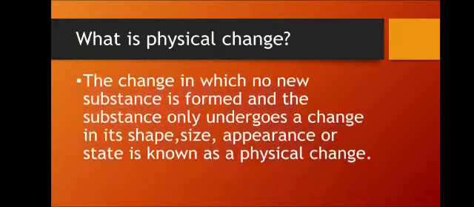Let us find out what is physical change. The change in which no new substance is formed and the substance only undergoes a change in its shape, size, appearance or state is known as a physical change. In all these changes, internally, the substance remains the same before and after the change. Therefore, all these changes are temporary. By reversing the process, the original substances can be obtained. Here are some examples of such changes.